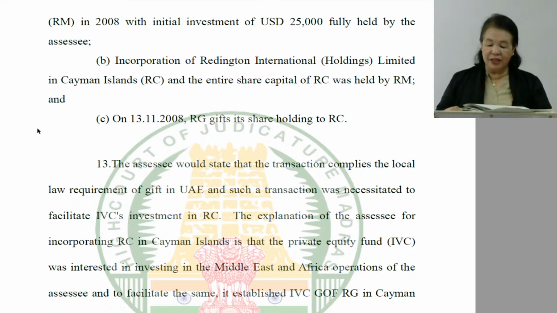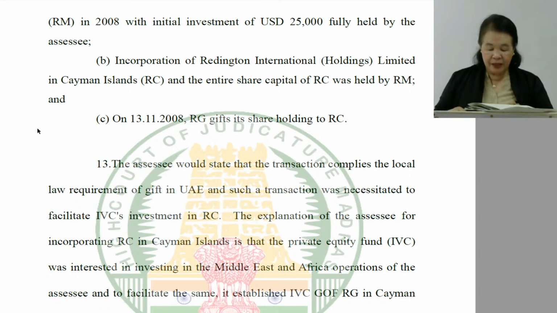Incorporation of Redington International Holdings Limited in Cayman Island. No? So, by Mauritius na siya. May Cayman Islands pa. And the entire share capital of RC was held by RM. And on November 13, 2008, RG gives its shareholding to RC. Binigay lang niya. No? So, ito yung under question na transaction.